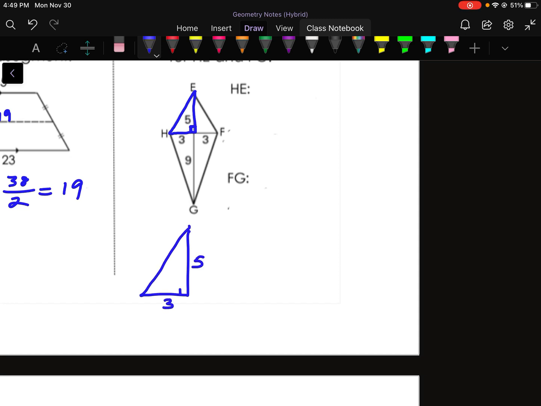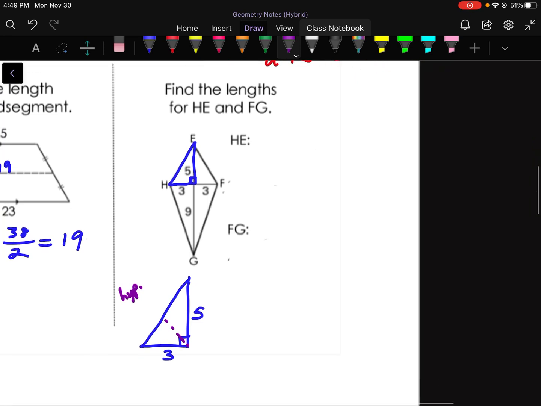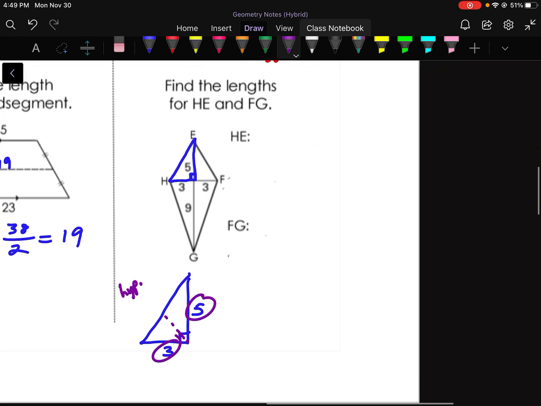3, 5, there's my right angle. So the side opposite of the right angle, that is the hypotenuse, HYP for short. And like I said, we're going to have to use the Pythagorean theorem, so we're going to go a squared plus b squared equals c squared. A and b don't matter. It's the legs. So this could be a, that could be b. It doesn't really matter. So we'll go 5 squared plus 3 squared equals.